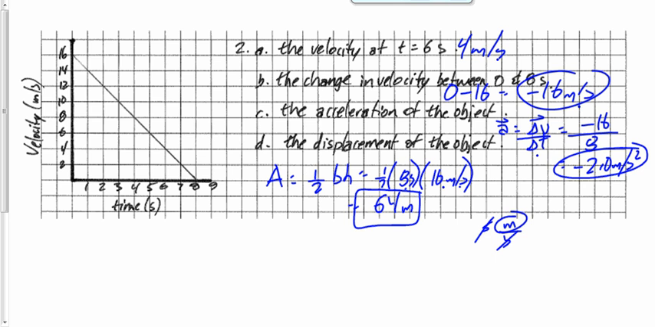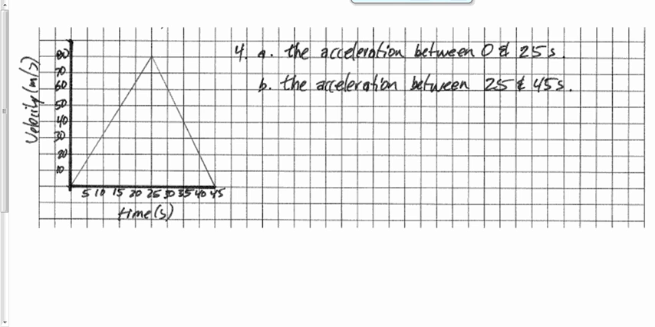All right, the other one that we had was question number 4, I think. Now we want to find the acceleration between 0 and 25 seconds and the acceleration between 25 and 45 seconds here. Acceleration, you remember, is slope, or it's delta V over delta T. I'm going to go with the delta V over delta T again. Delta V here is 80 minus 0 over the time of 25 seconds. Technically 25 minus 0. 80 divided by 25 would be 3.2.